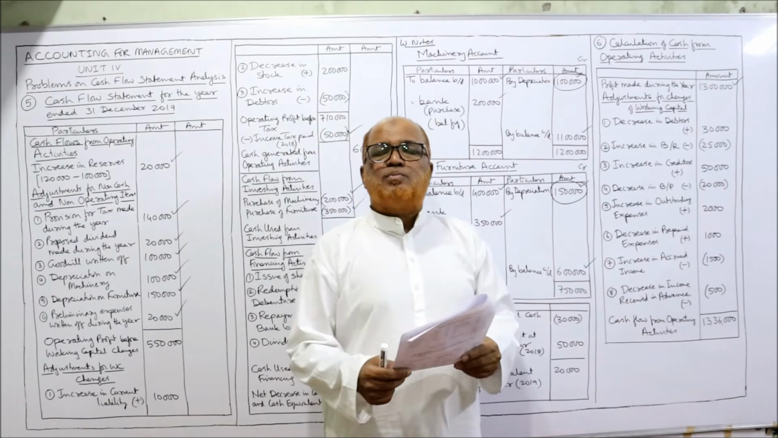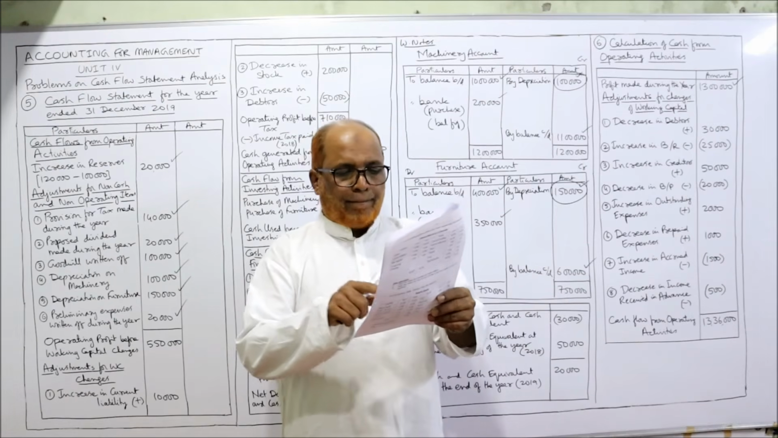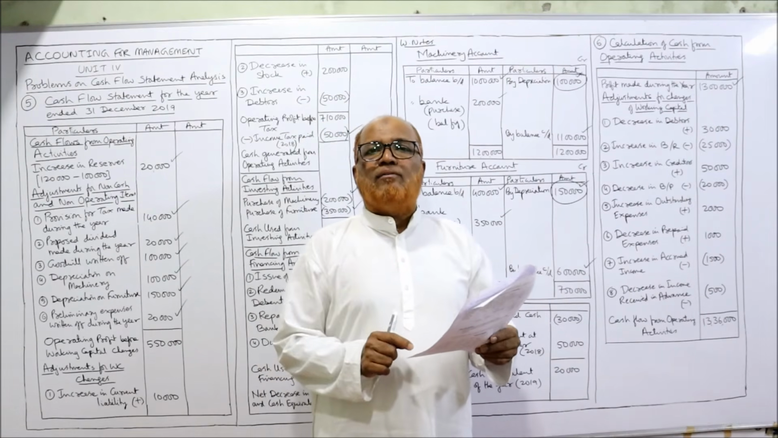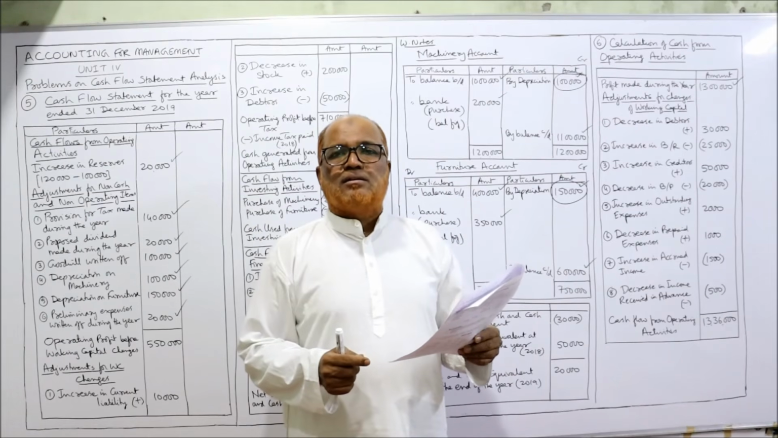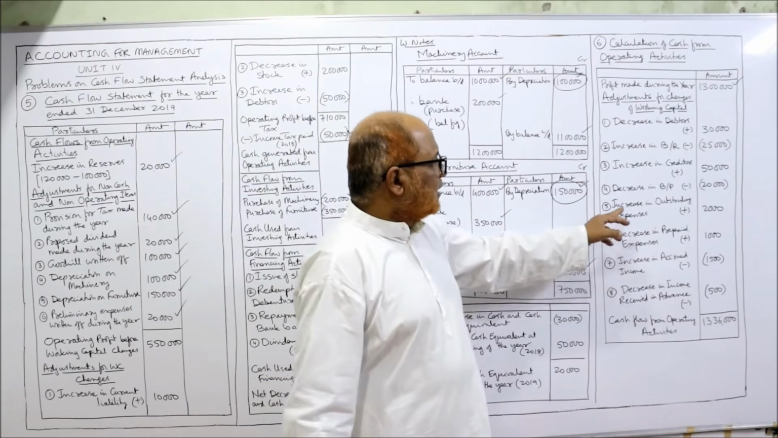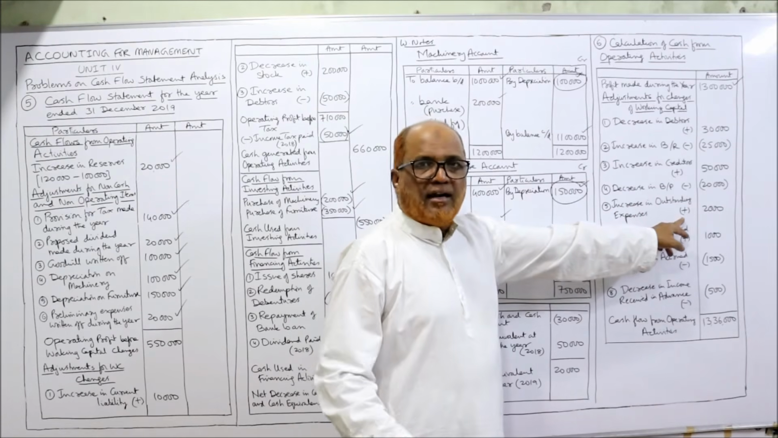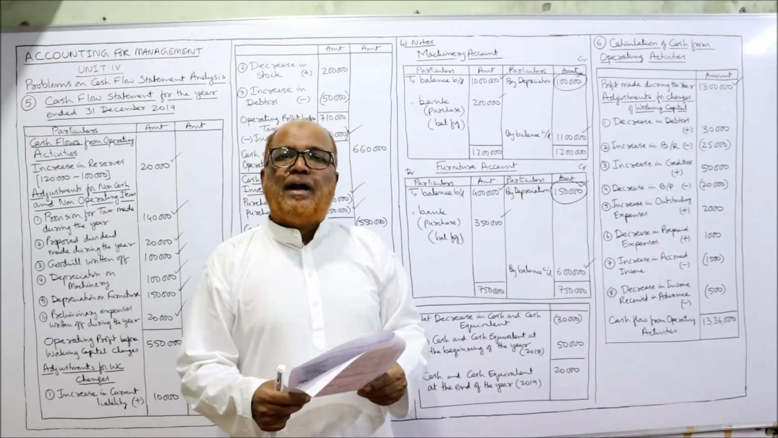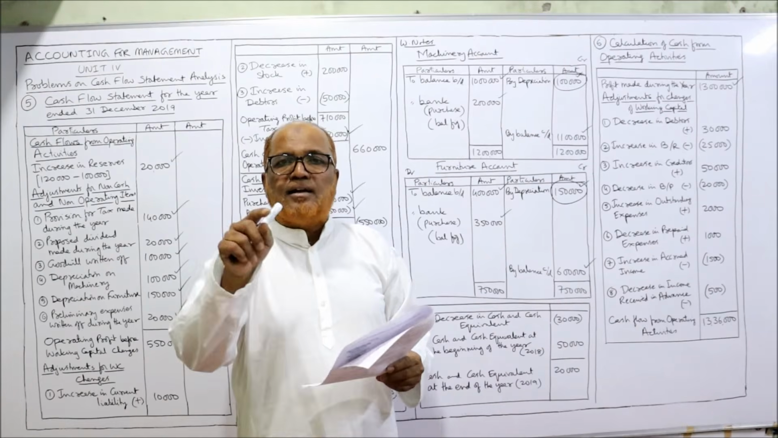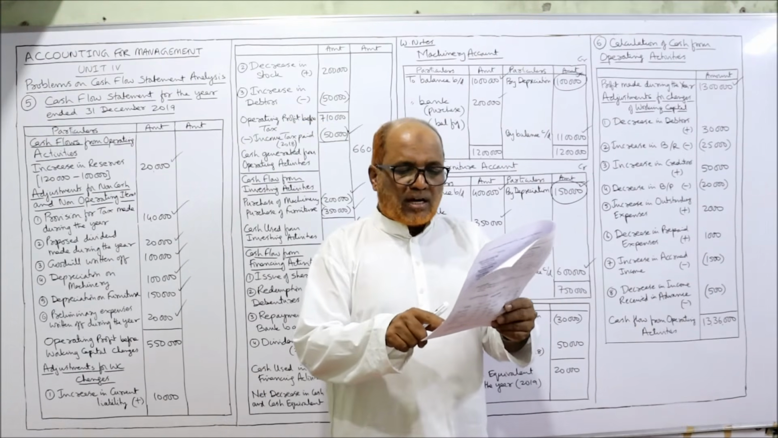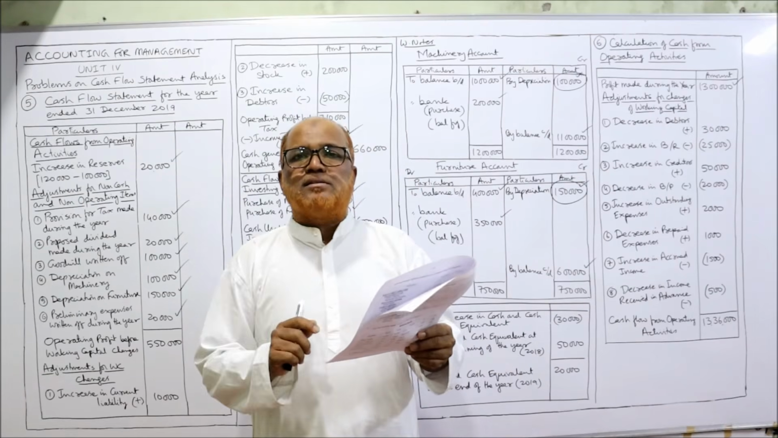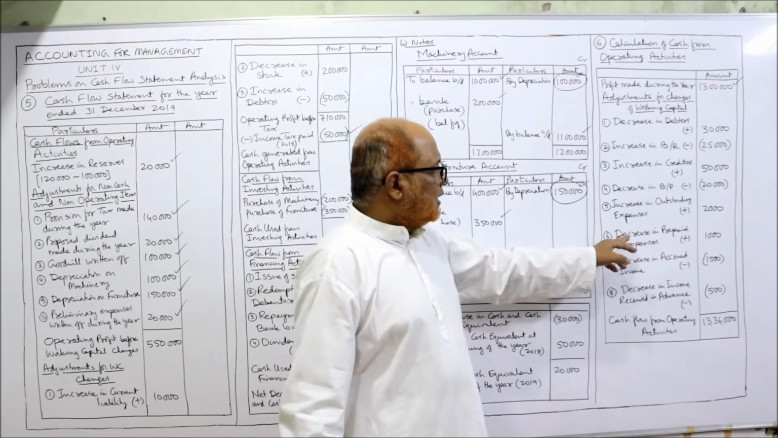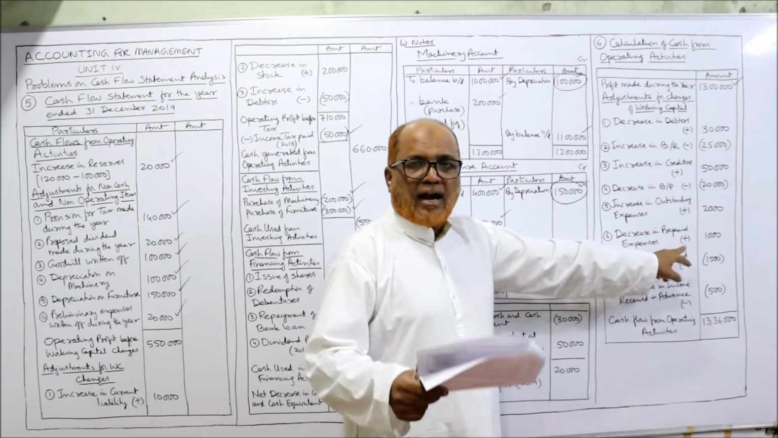Then outstanding expenses is a current liability. So last year 10, current year 12. Increase in outstanding expenses should be added. So increase in outstanding expenses, added. Next comes prepaid expenses. It's a current asset. So last year 8,000, current year 7,000. So decrease in prepaid expenses, added.